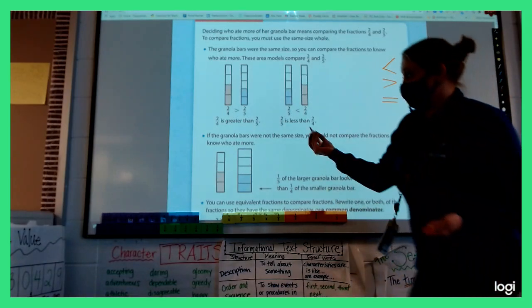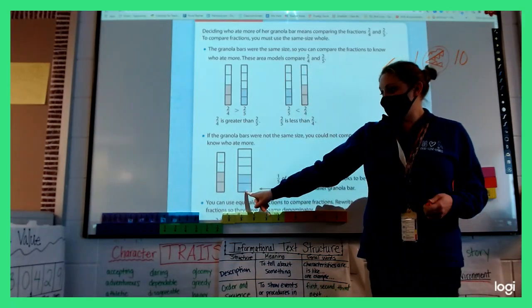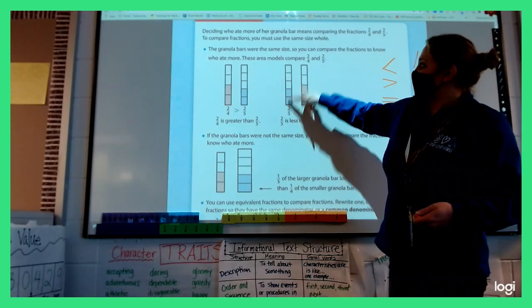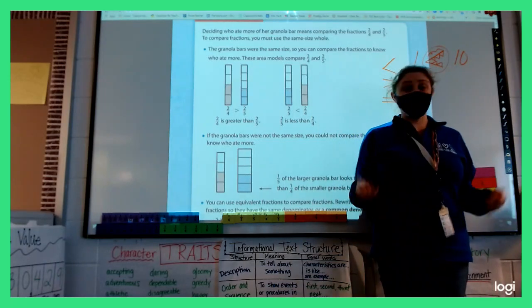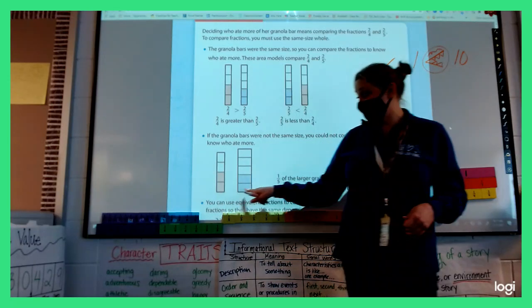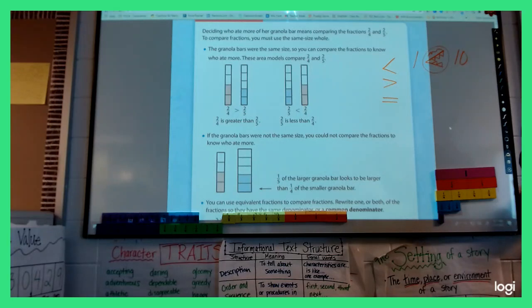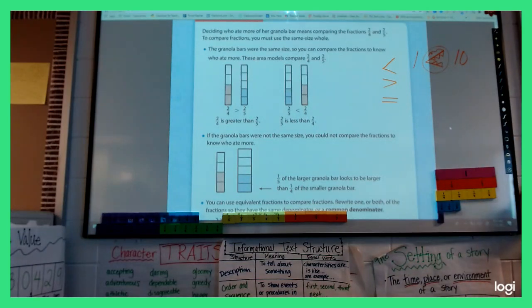Well, out of total granola bar, if both girls ate the entire granola bar, would this girl have eaten more granola bar? But on these, they were the exact same size, right? So if they both ate the entire granola bar, it was the same amount of granola in total. Down here, even if she ate the whole thing, she could never eat as much as this girl. So when you compare fractions, it has to be fractions that are the same size. Does that make sense? Okay. All right, I've got to scroll down one more time. We've got a reflection question at the very bottom.